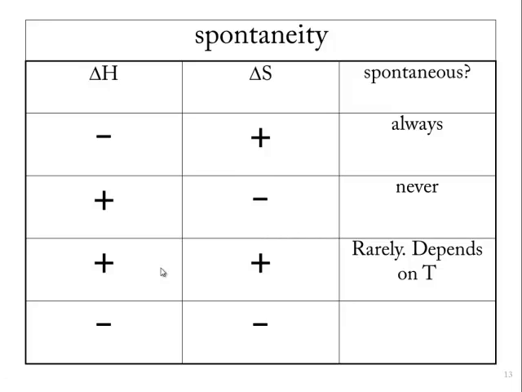Opposite case, this is favoring a spontaneous process, but this is not. However, it gets multiplied by the temperature, so as the temperature goes up, this one will tend to dominate. Don't forget that it's subtracting it, minus T delta S. So there you go. This is spontaneity and free energy.